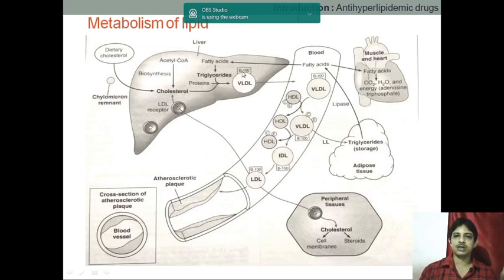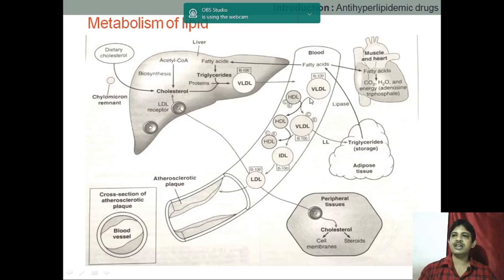And here you can see all those things, apoproteins, cholesterol, cholesterol ester, all of which are denoted here. Then this VLDL is secreted into the circulation.